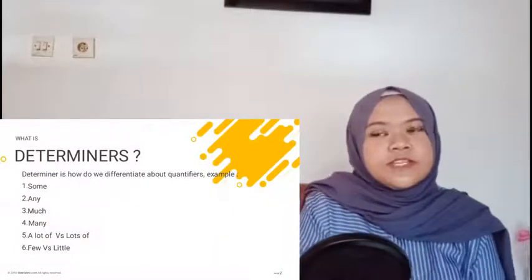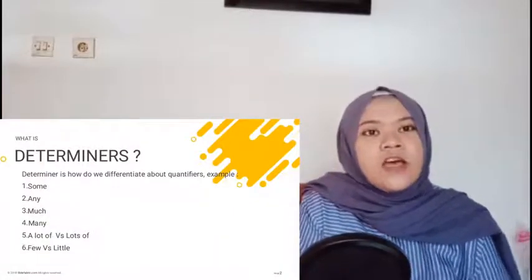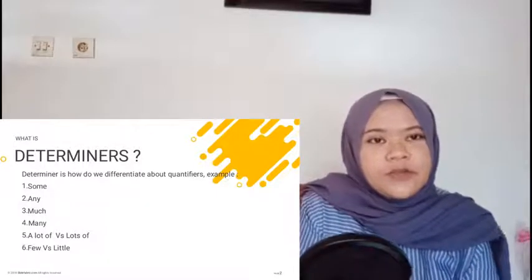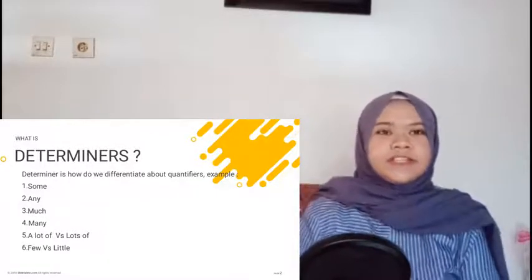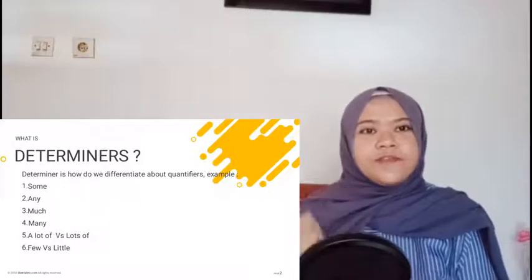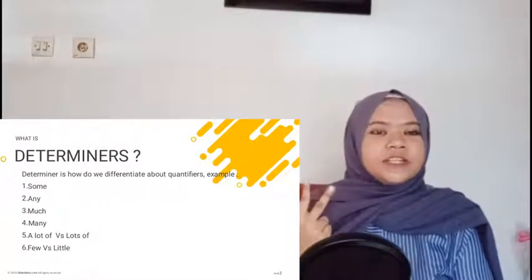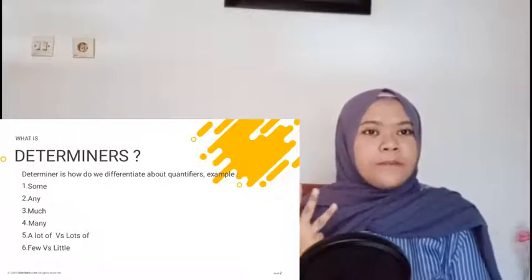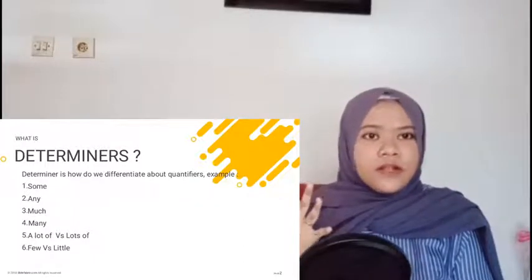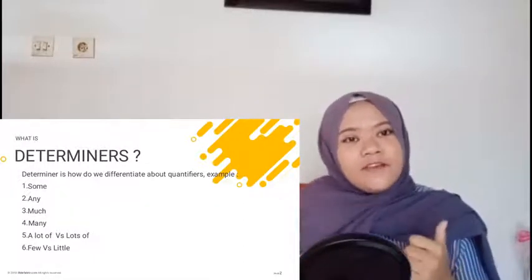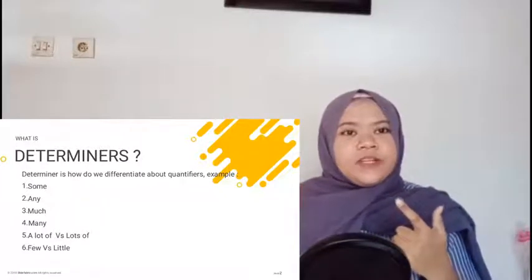And right now I want to teach you about determiners. What are determiners? Determiners are how we differentiate quantifiers. There are 8 examples of quantifiers. First, some. Second, any. Third, much. Fourth, many. Fifth, a lot of. Sixth, lots of. Seventh, few.